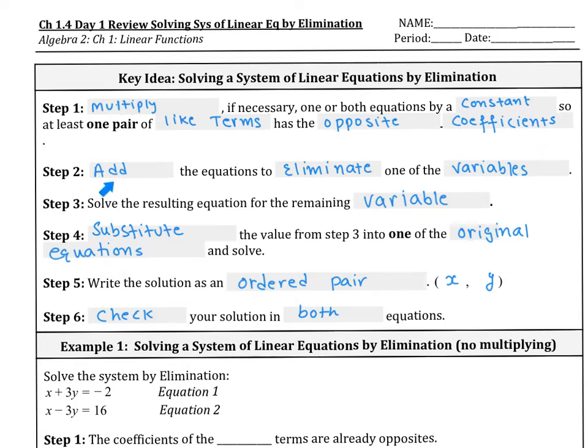Step number 2 is to add the equations to eliminate one of the variables. Step number 3 is to solve the resulting equation for the remaining variable. Step number 4 is to substitute the value from step 3 into one of the original equations and solve. Write the solution as an ordered pair, like x comma y, and check your solution in both equations. Let's solve example number 1 based on this definition.